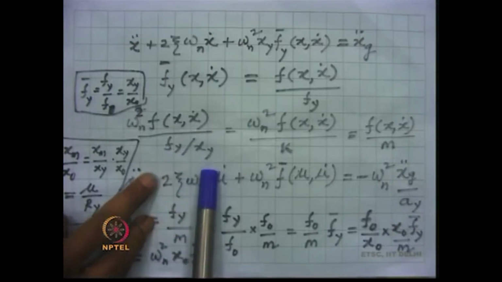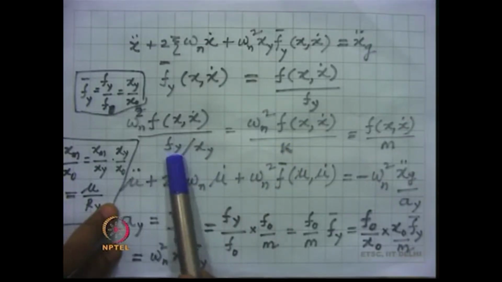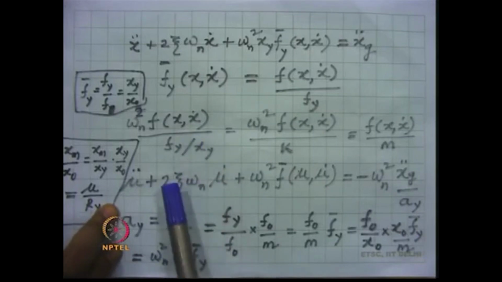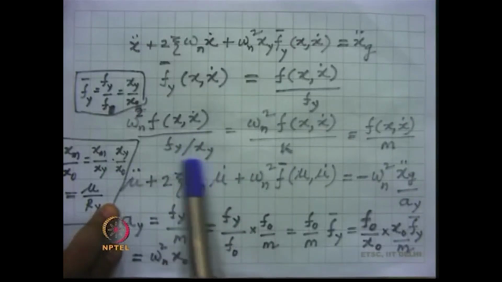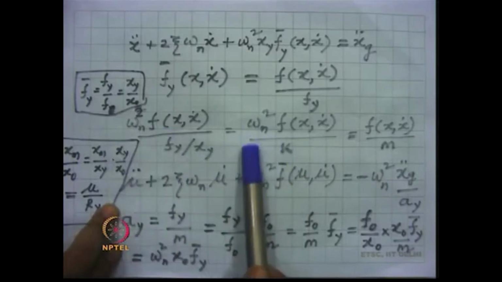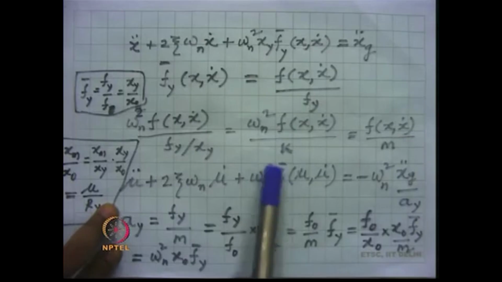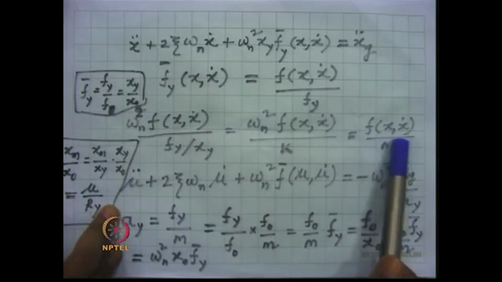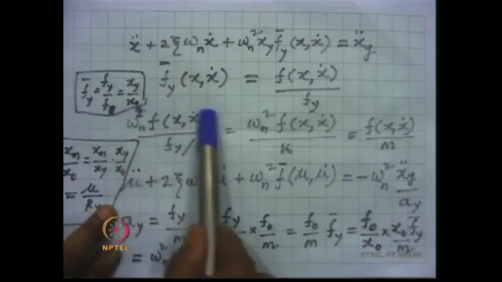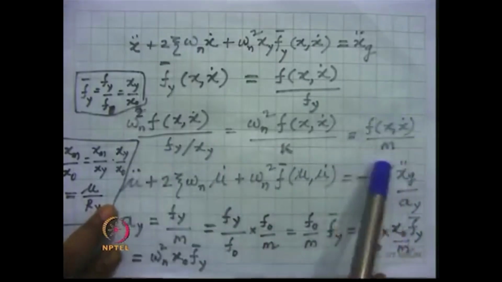Since Fy by xy is the stiffness, that is how the elastic stiffness is defined. Fy is the yield force, and xy is the yield displacement. Then Fy by xy would give the value of k. So this is replaced by the value of k. So one can write omega n square times f of x comma x dot divided by k. Since k by m is equal to omega n square, this turns out to be f of x comma x dot divided by m. So this entire expression is simply equal to f of x comma x dot divided by m.